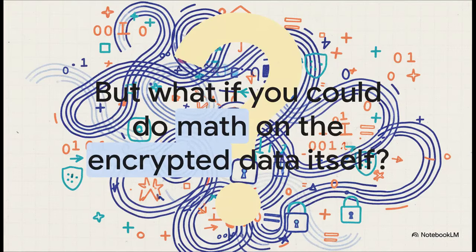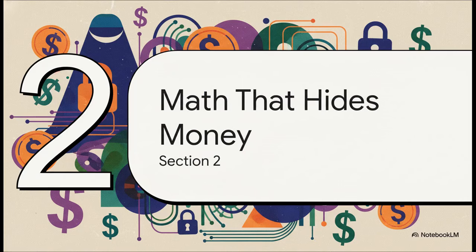But what if you could do math on that scrambled data without ever unscrambling it? Think about that for a second. Actually performing calculations on information that's still completely encrypted. This is where things get really interesting. It's a huge conceptual leap, and it's the secret sauce that makes the whole thing possible. Okay, so this special kind of math is our secret ingredient. Let's dive into how you can actually have math that hides money.